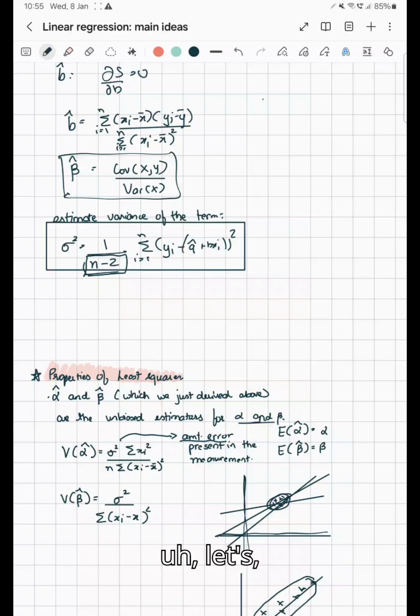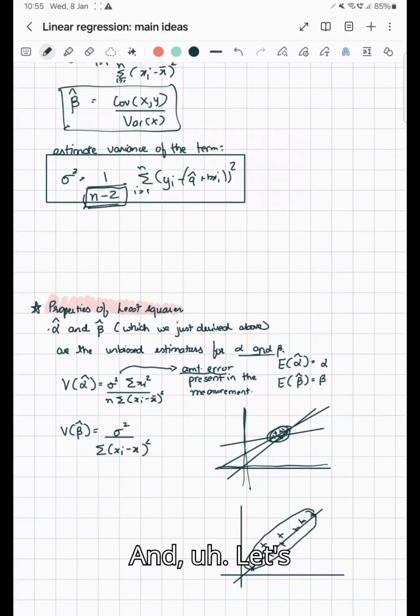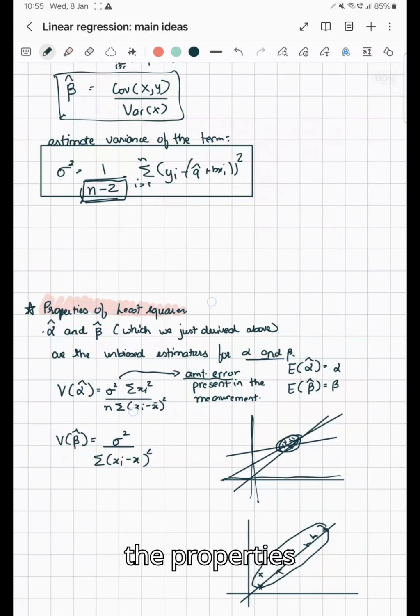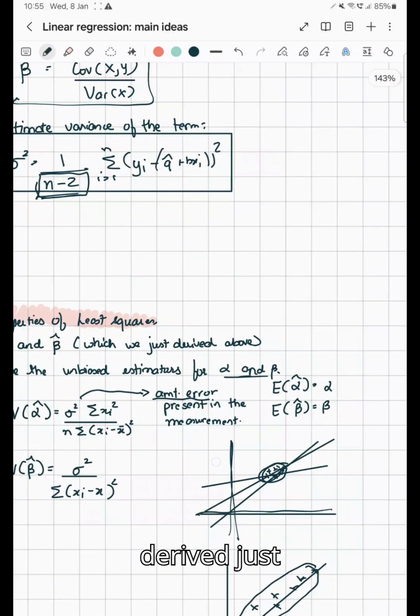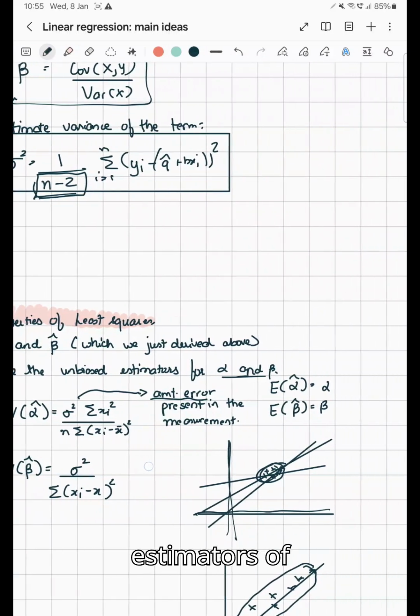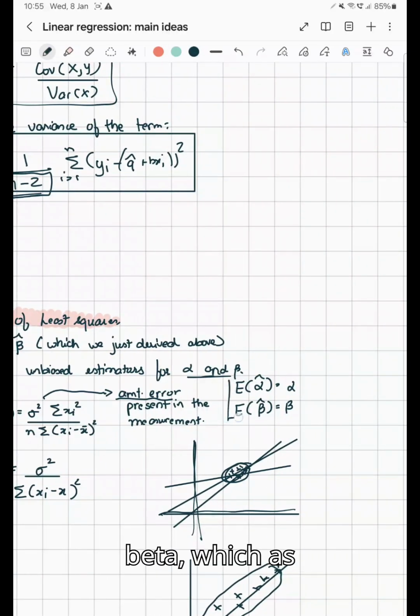Now let's move on and talk about the properties of least squares. This will be not very straightforward, but it is important to know. Without extending it and making it very mathematical, the properties of least squares are very helpful, because the alpha hat and beta hat, which we have just derived, are unbiased estimators of alpha and beta, as you can see here.